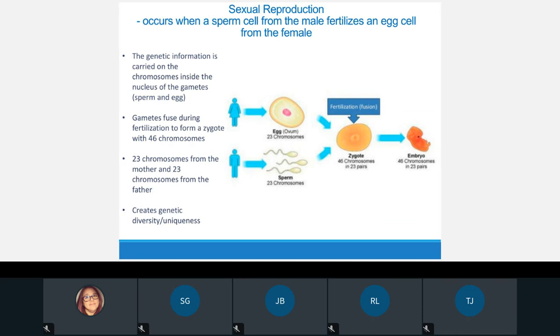All right, so let's talk quickly about the cellular part of reproduction. The cellular part of reproduction is that you each have a type of cell in your body that is different than any other cell type in your body. All right, let's talk about sex cells.